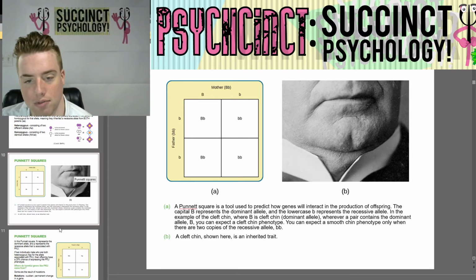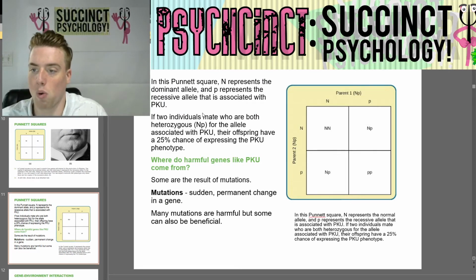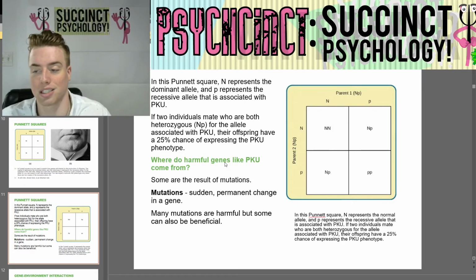Pretty straightforward. Continuing with Punnett squares, in this Punnett square, N represents the dominant allele, and P represents the recessive allele that is associated with PKU. If two individuals mate who are both heterozygous, so you have the dominant and the recessive, for the allele associated with PKU, their offspring have a 25% chance of expressing the PKU phenotype. So where do harmful genes like PKU come from? Some are the result of mutations, and a mutation is a sudden permanent change in a gene. Many mutations are harmful, but some can also be beneficial.